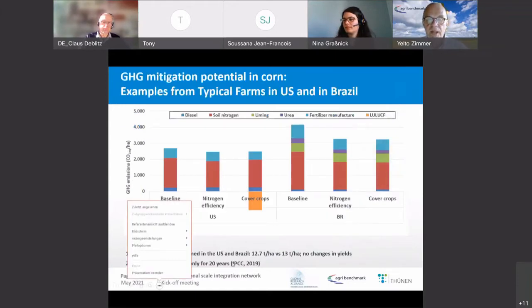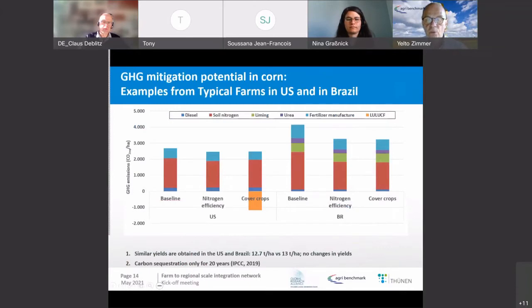At the very end of my presentation, I want to share one example of research that we are currently doing on greenhouse gas mitigation potential in corn production. This is an intermediate result from a PhD project that I, together with Andreas, coordinate at the Thünen Institute. We selected just two case studies from corn producing farms, one in Brazil and one in the US, and we show here the potential from improving nitrogen efficiency and the use of cover crops.